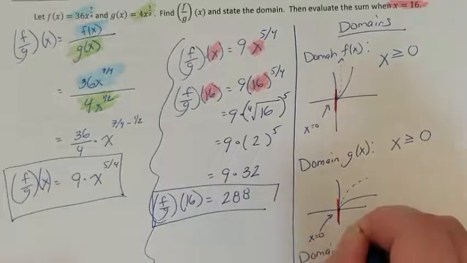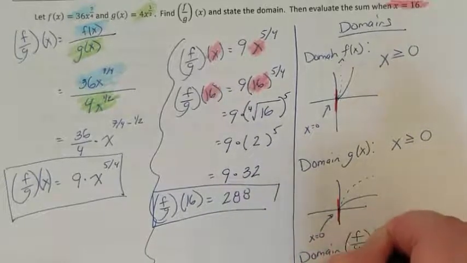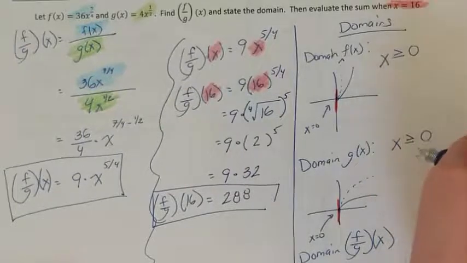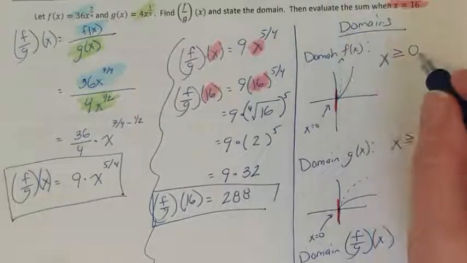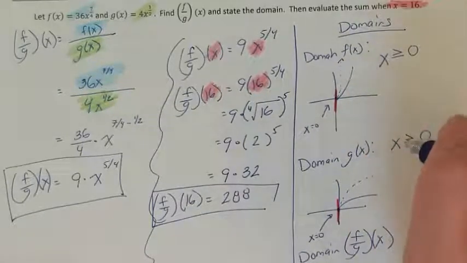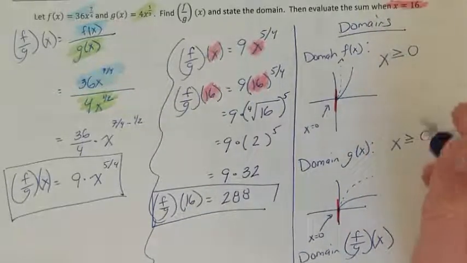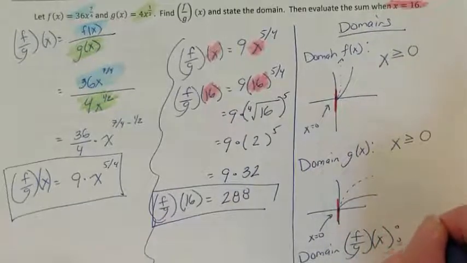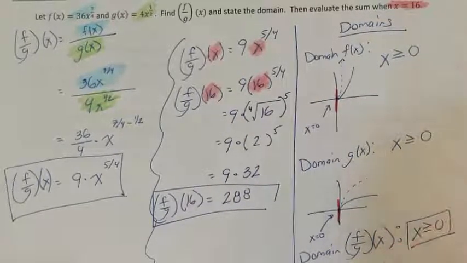So if we're figuring out our f divided by g of x domain, what do these two have in common? F says I can use all the x is greater than or equal to 0. The domain of g says x is greater than or equal to 0 as well. If they say the same thing, then the domain of our new function is also the same thing, because they share it all in common.